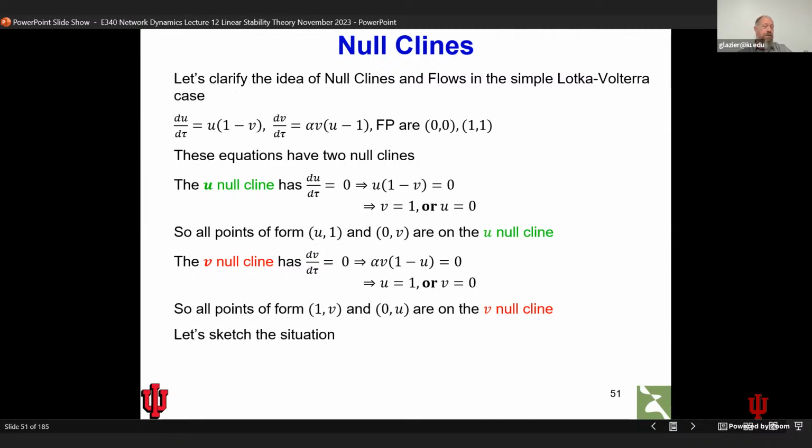So all points that are of the form (u, 1) or (0, v) are u null-clines. I'll give you a second to think about that.